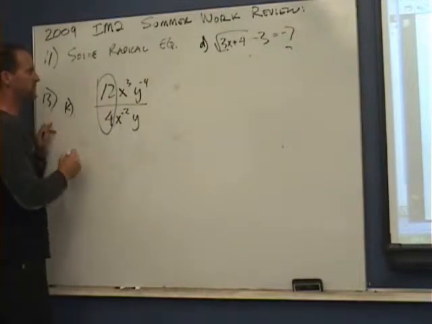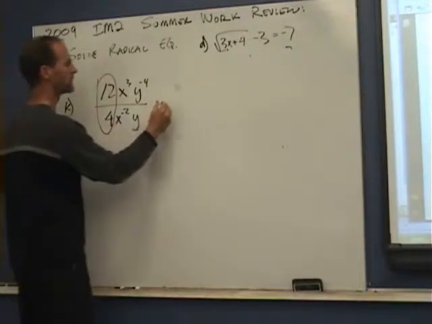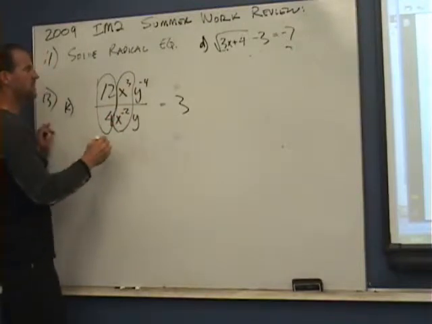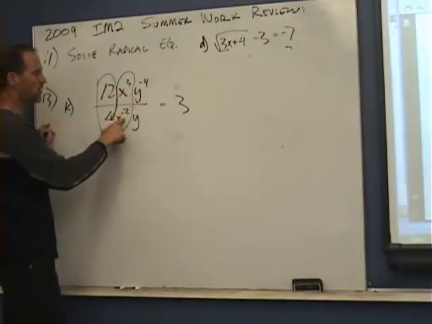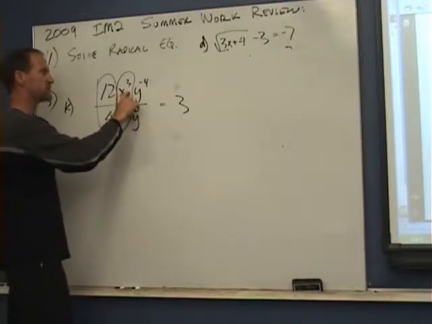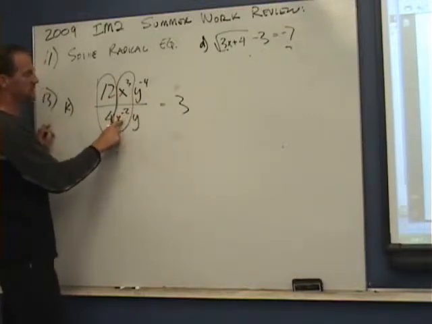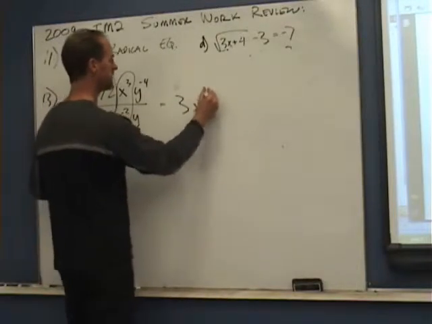Just deal with the numbers separately. That's pretty simple. 12 over 4, that's 3. And then this one right here with the x's, well, x to the third over x to the negative 2, that's just our division rule. And that's going to be x to the 3 minus, because it's division underneath, but then it's a minus 2. So that's x to the 5th.